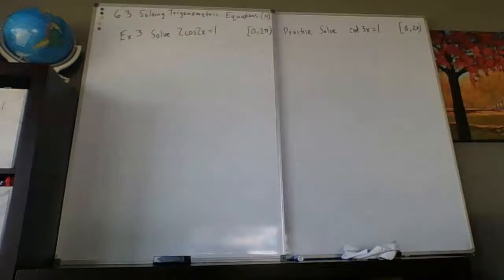Welcome to 6.3 Solving Trigonometric Equations Part 2. We're going to start with example 3. Solve 2 cosine 2x equals 1.